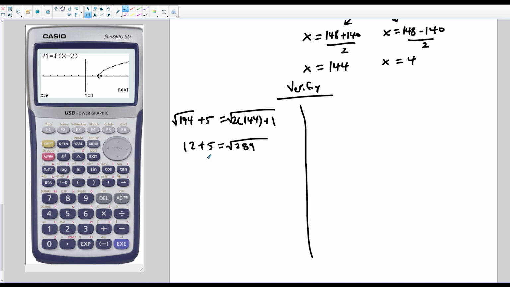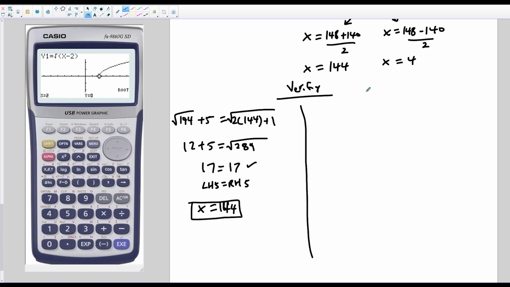Well, luckily for us, the square root of 289 is just 17, and fortunately enough, 12 plus 5 also equals 17, so the left-hand side is equal to the right-hand side. So x is equal to 144. x equal to 144 is a solution.